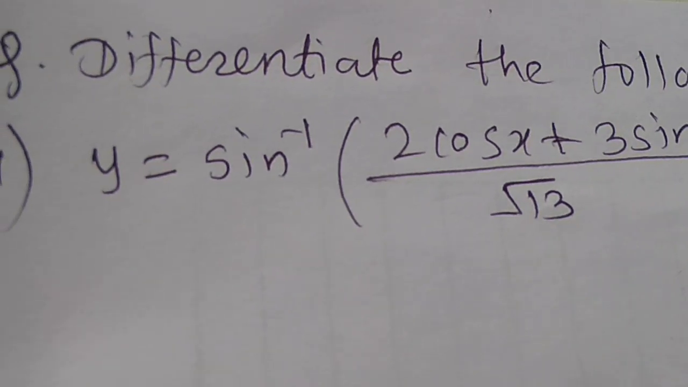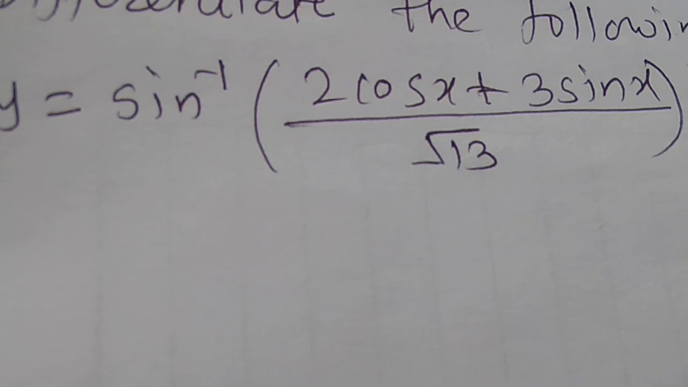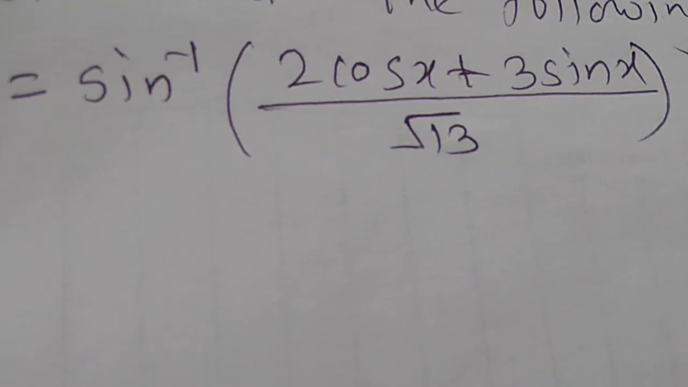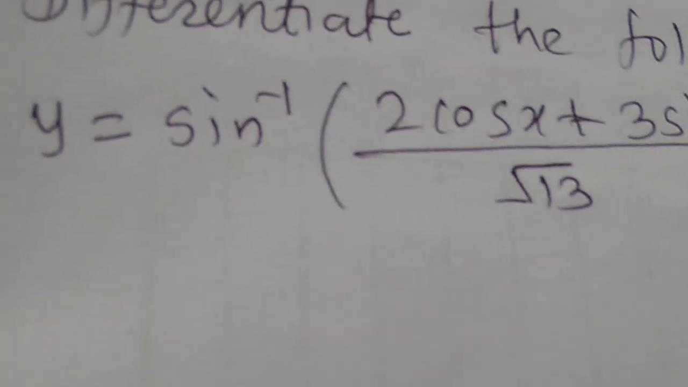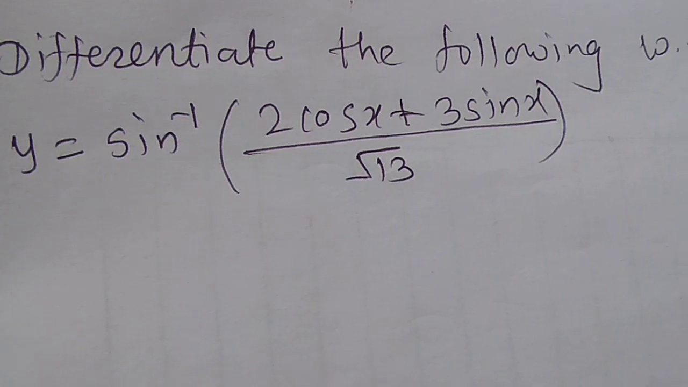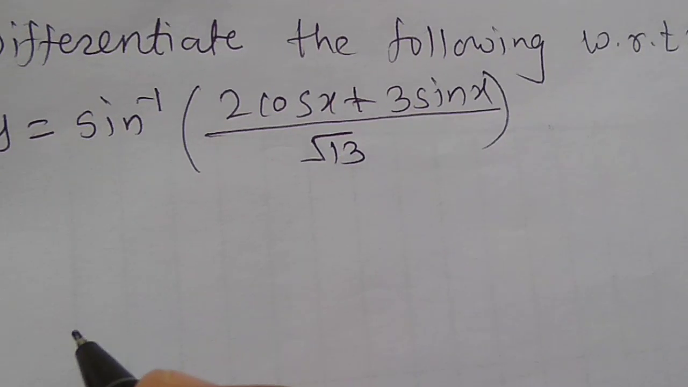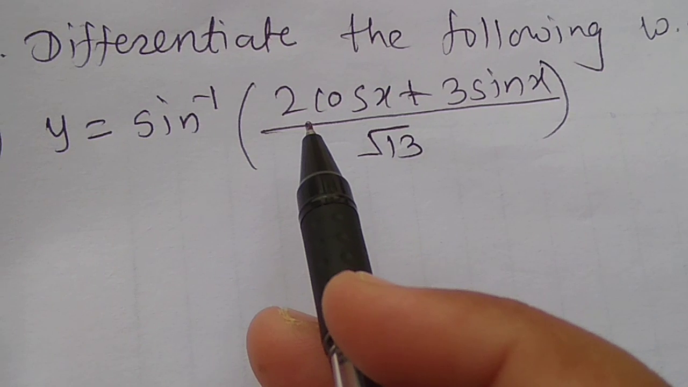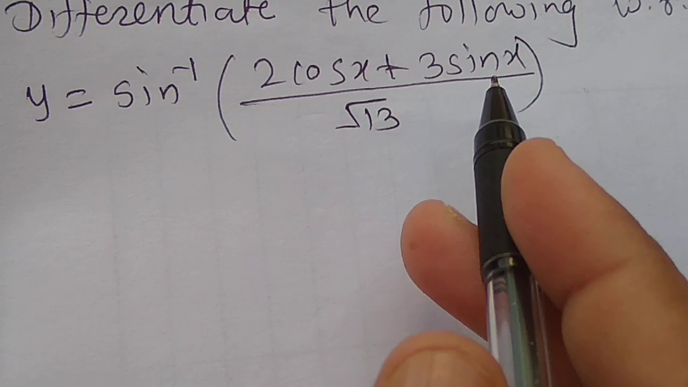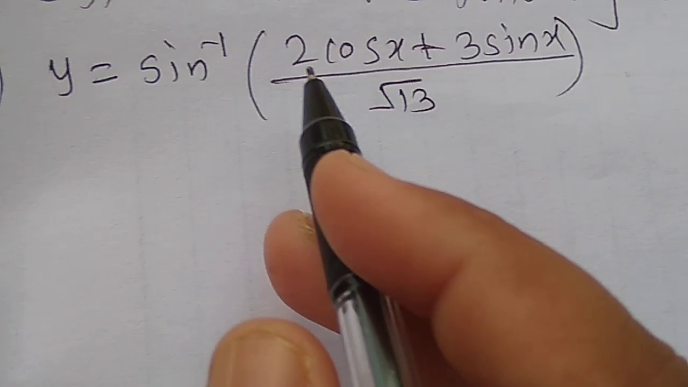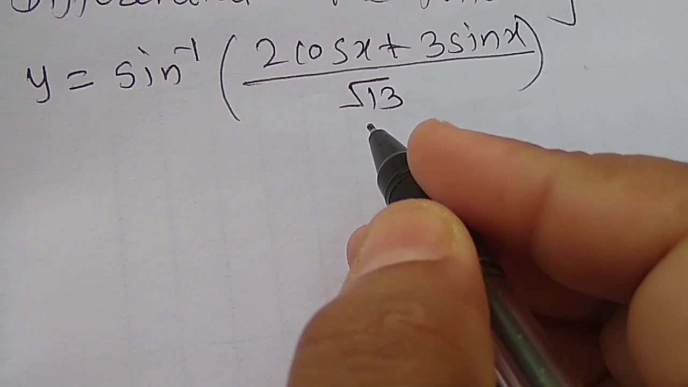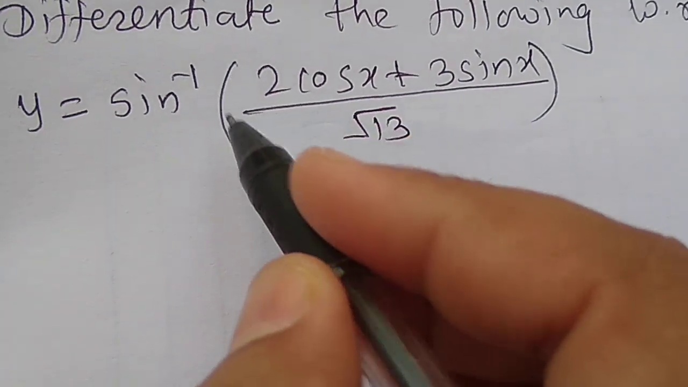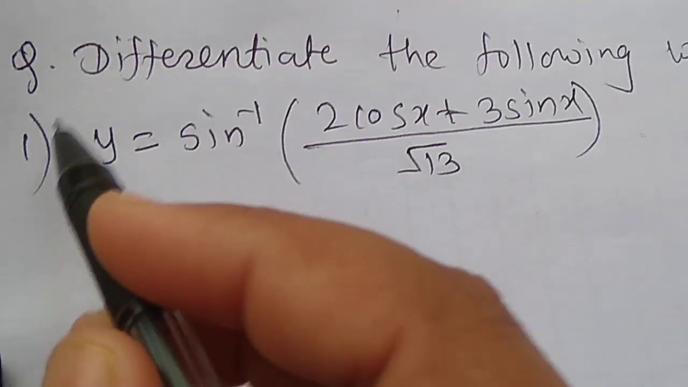So example number 1. y is equal to sine inverse of, in bracket, 2 cos x plus 3 sin x upon root 13, bracket complete. So y is a function which is given in variable x. So here in bracket 2 cos x plus 3 sin x upon root 13. So in the place of 2 upon root 13 and 3 upon root 13 we can put sin alpha and cos alpha.